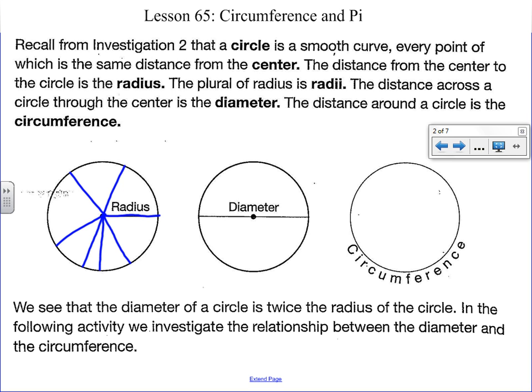Any point or any line that is through the center of the circle and from one edge of the circle to the other is a diameter. Okay, that's the distance across the circle. The circumference is the distance around the circle, similar to what we think of with polygons being the perimeter. Okay, it's the distance around the outside. We see that the diameter of a circle is twice the radius of the circle. In the following activity, we investigate the relationship between the two.